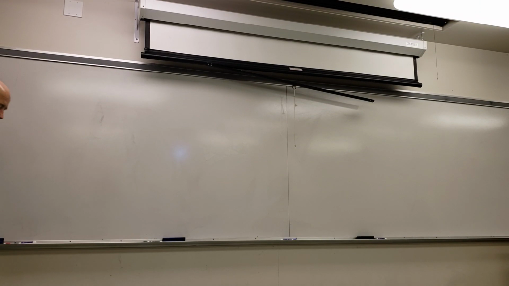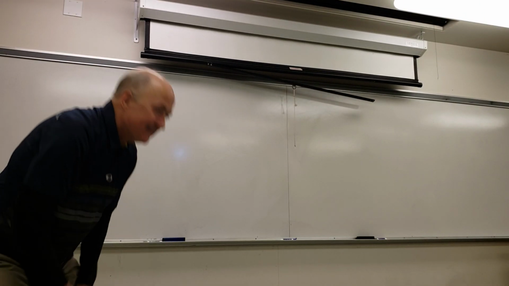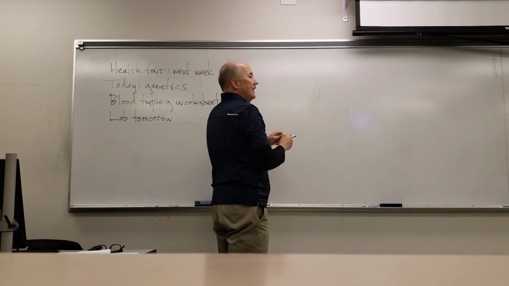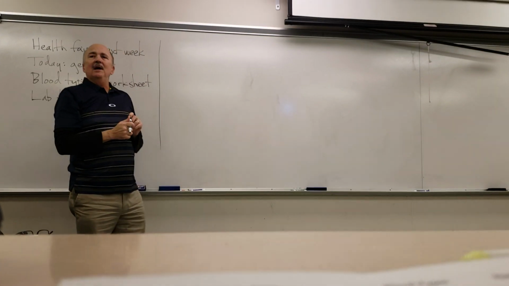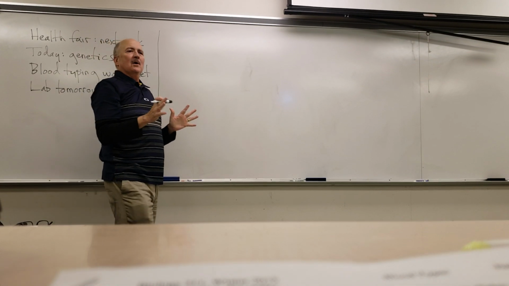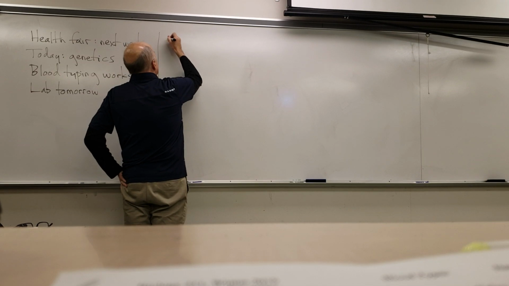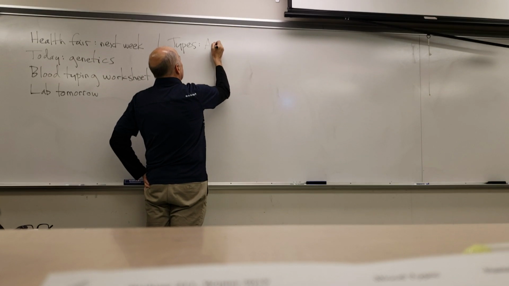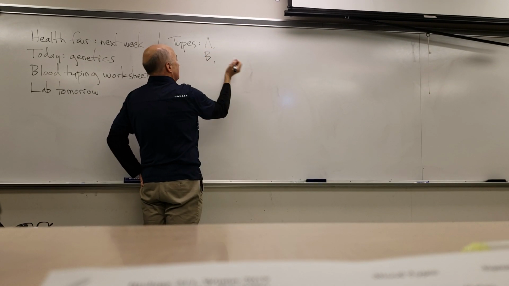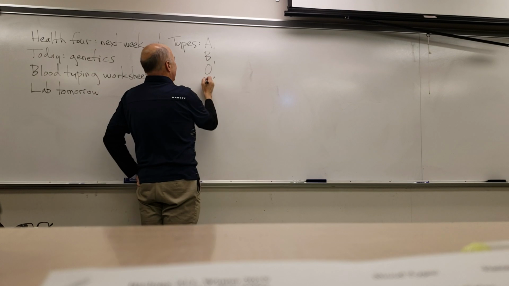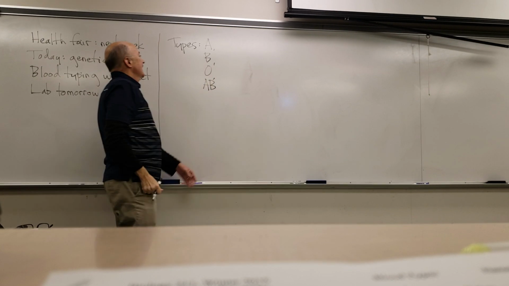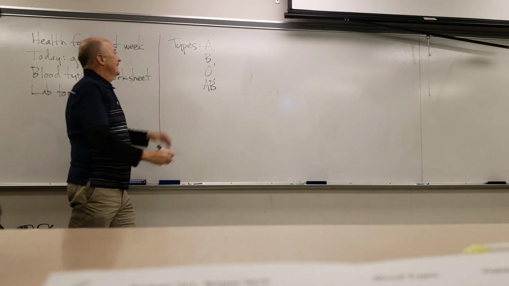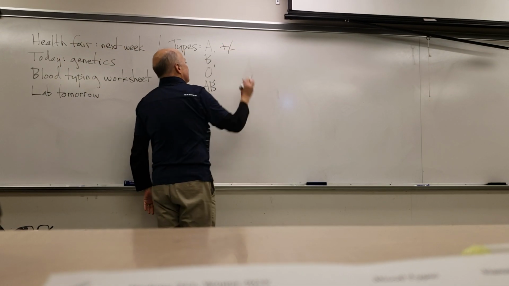So here's what happens. In the case of the blood types, what are the common ones that we talk about? A. B. O. AB. There's something else we talk about regarding blood types. Positive and negative. Yes. All of these can have positive or negatives.